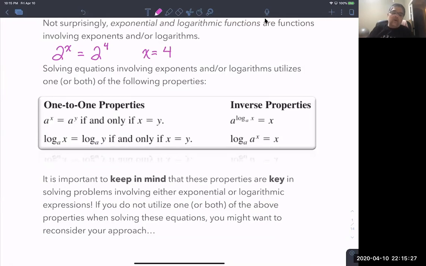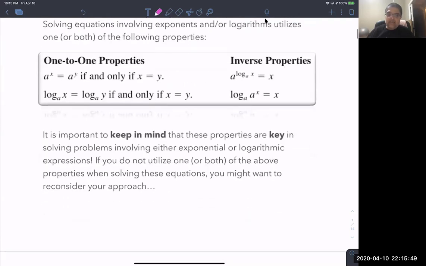So the easiest way to solve an exponential or a logarithmic equation is to make sure that if you're dealing with exponentials, both sides of the equation have the same base for their exponent. And if you're dealing with logarithms, both sides of the equation have the same logarithmic base. Okay. And I'm going to show more about this in a second. Examples like this.